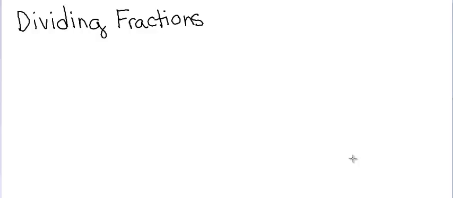Everyone and welcome. Today we will be going over how to divide fractions. I want to start off by examining what a fraction is, as well as components of a fraction.